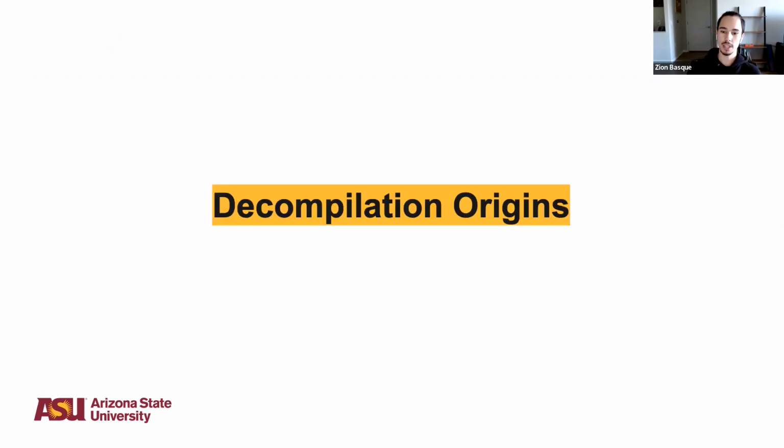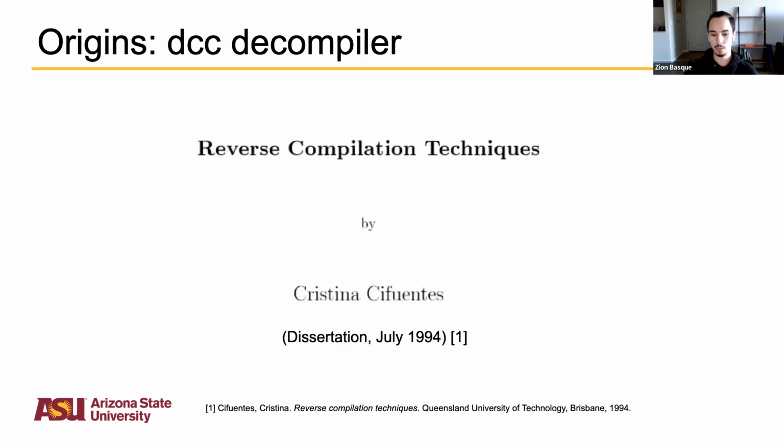So let's start with decompilation origins. You may be wondering, where did decompilation really start? If you're naive, you might think it started in the late 2000s, but it didn't. It started in 1994. Some actually argue it started in the 80s, because that was the first time people tried to take assembly and convert it into C structures. But Cifuentes in 1994, with her dissertation, really started it off by introducing more complex techniques that really acknowledged the compilation process.